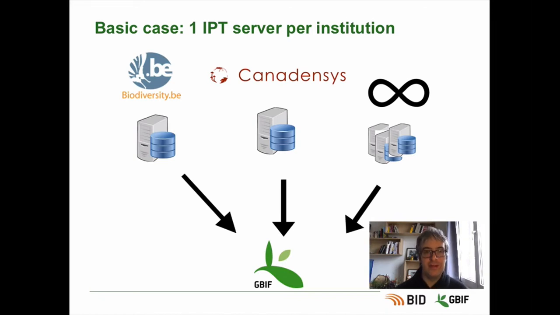Let's see different possible setups. Here we have the most simple one. We have several institutions on the screen, like the Belgian Biodiversity Platform or Canadensis, and each of these publishers will have its own IPT server and will configure it and push data through GBIF. So one IPT instance per publisher. It's not the only way.